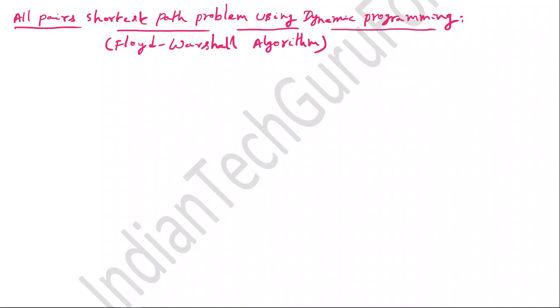In this video, let us learn about all pairs shortest path problem using dynamic programming. To solve this problem, Floyd and Warshall proposed this particular algorithm. First of all, what is meant by all pairs shortest path problem? All pairs shortest path problem means we need to find out the shortest path for all the pairs that are in the given graph. So let us consider a directed weighted graph.